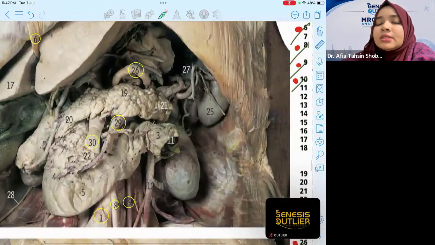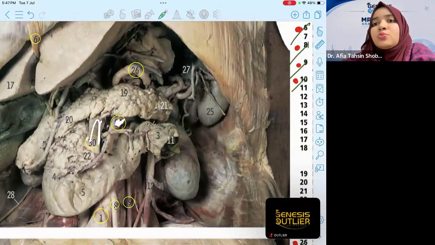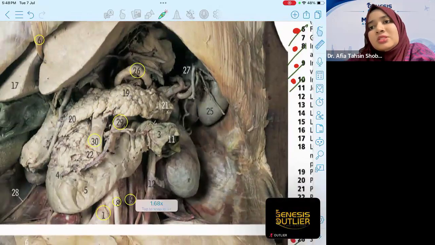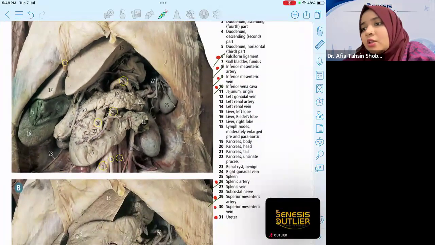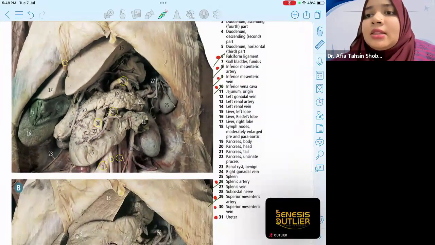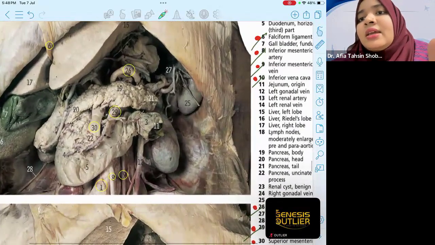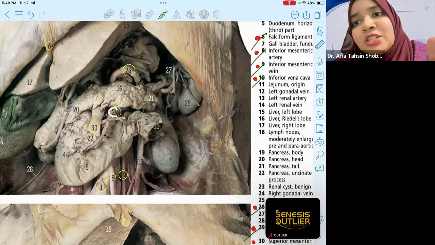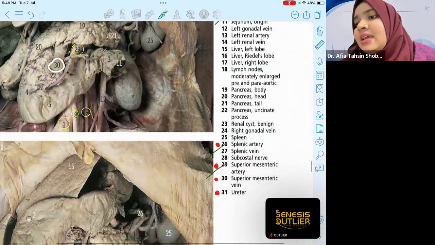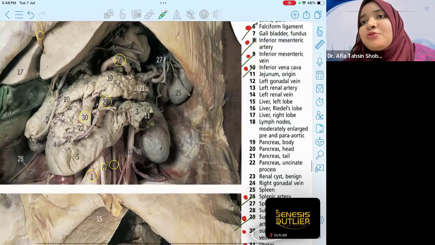See, this is a reddish structure and this is comparatively blackish. So it is superior mesenteric artery and this is superior mesenteric vein. 29 is, sorry, there is a mistake. It is not like conventional. Here, you have to remember this 29 is superior mesenteric artery, and this 30 they are marking as superior mesenteric vein. Okay, be careful.